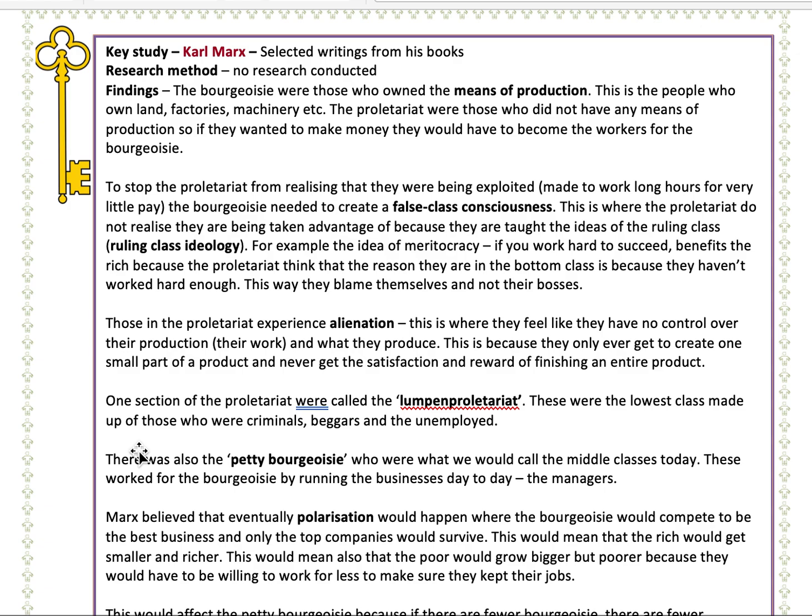So by socialising the proletariat into the norms and values of the bourgeoisie, that's called the ruling class ideology. So by socialising them into the ideas of the ruling class, the bourgeoisie could maintain the false class consciousness and be successful. So things like the myth of meritocracy, things like Bowles and Gintis's idea that through the education system we're socialised into accepting capitalism, that kind of thing.